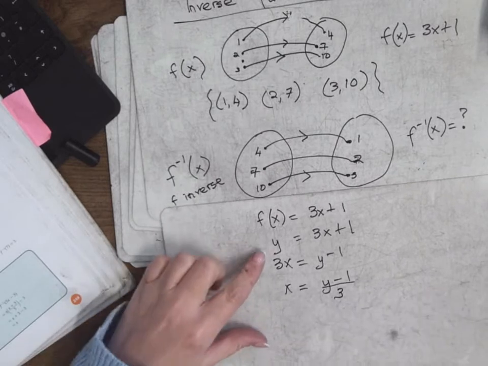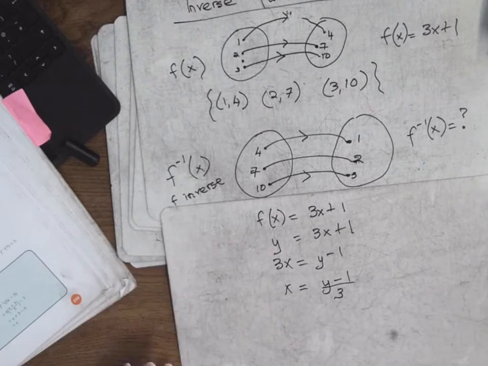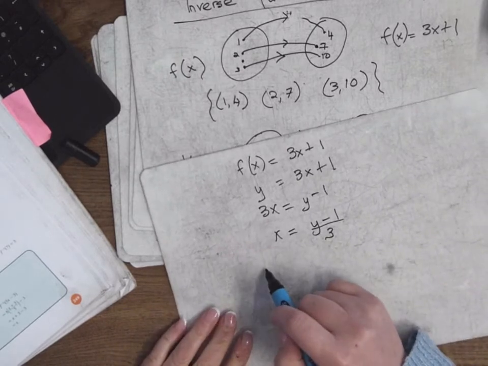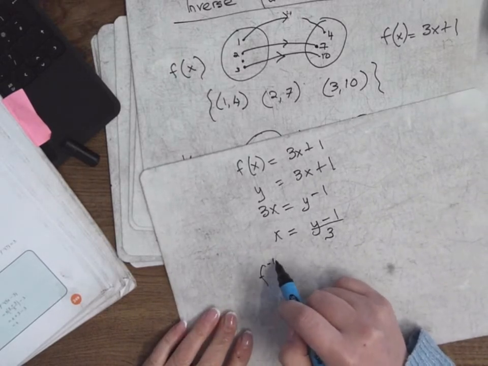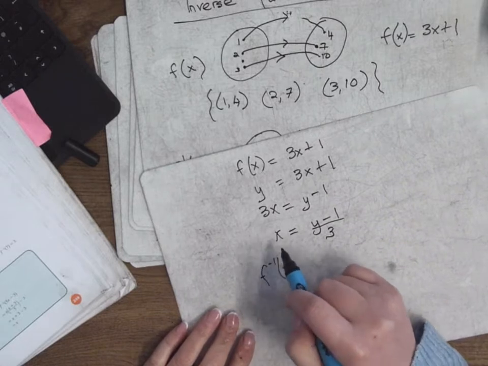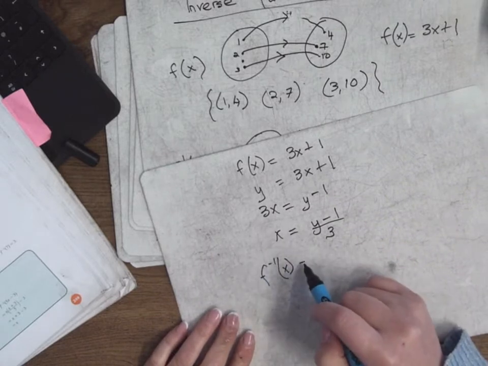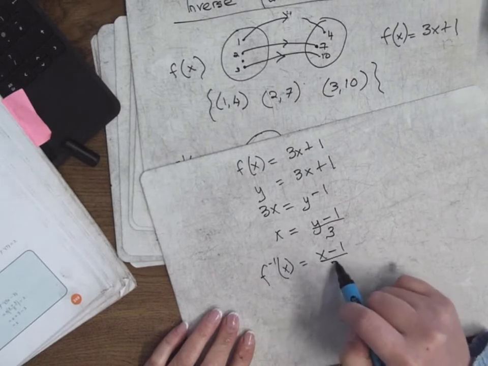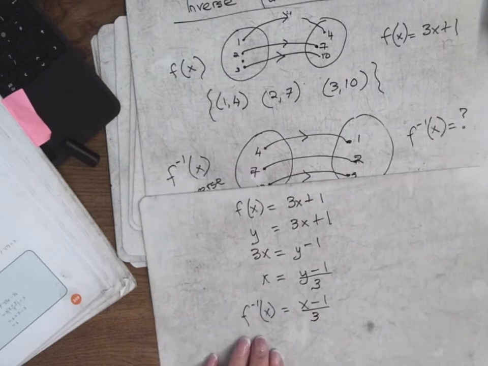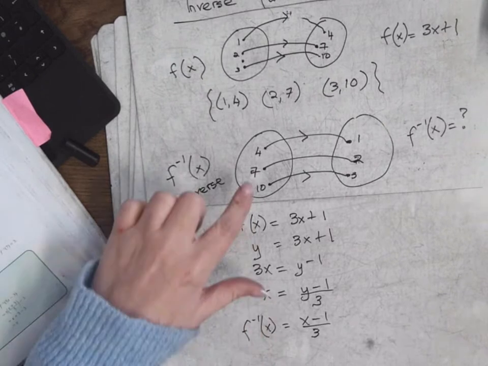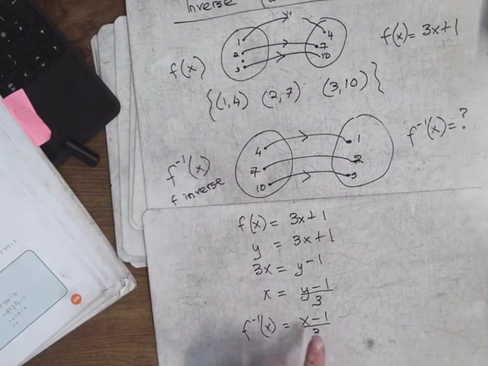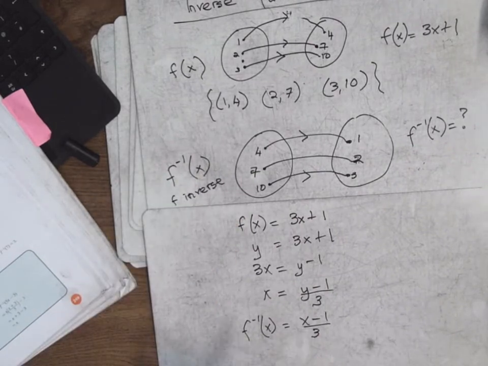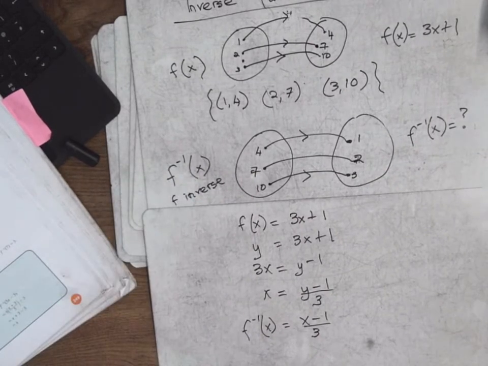So instead of having y equals, you now have x equals. What you do then is you replace the x with f inverse of x, and instead of writing y, write x. So the rule to go backwards is, check it out. If you put in a 4, you get 4 minus 1 over 3, which is 1. Put in a 7, you get 7 minus 1 over 3, which is 2. Put in the 10, and you get a 3.